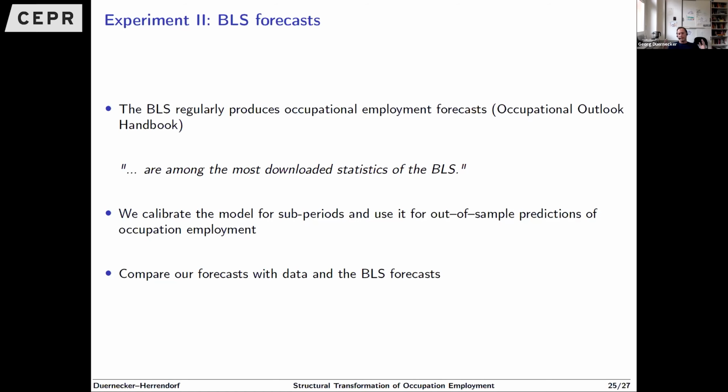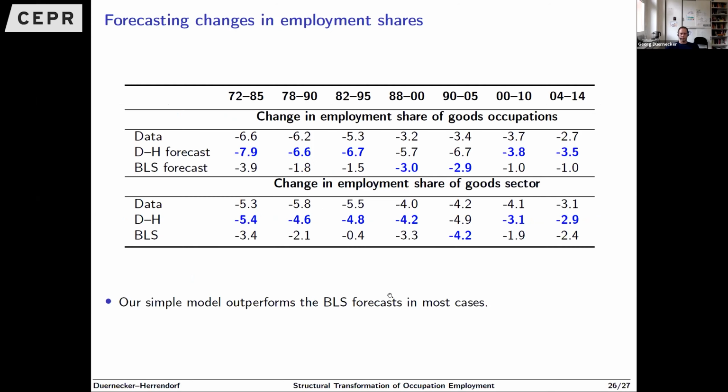So what we do is we take our model, we calibrate it for the sub-periods that correspond to the periods that the BLS does their predictions, and we do out-of-sample predictions. And then we compare our forecasts with the data and with the BLS forecasts. Okay, so here, the model produces a lot of forecasts. I show you only those with respect to the employment share of goods occupations for different sub-periods.